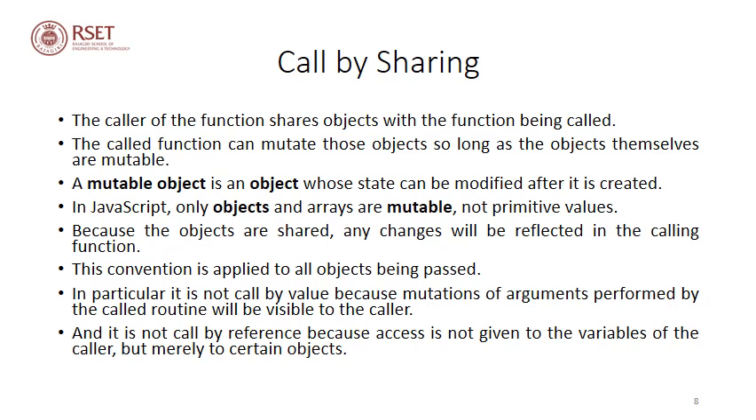This convention is applied to all objects being passed. In particular, it is not call by value because mutations of arguments performed by the called routine will be visible to the caller. And it is not call by reference because access is not given to the variables of the caller but merely to certain objects. Now it might look quite confusing, but we'll see a few examples and hopefully it will become clear to you.